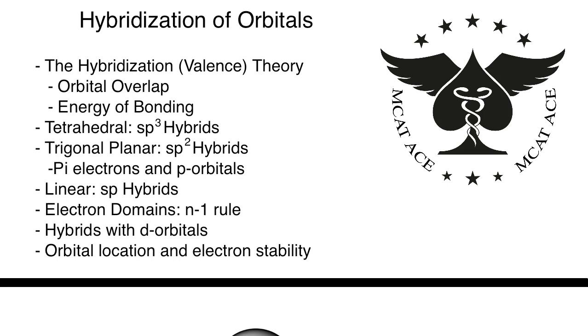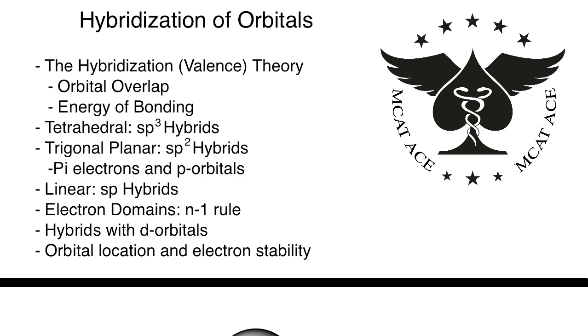And in today's lecture we're going to be covering a bonding topic. Specifically, we're going to take a look at hybridization of orbitals. So when we get into this, sometimes this is referred to as valence theory. So you may hear me interchange the terms hybridization theory or valence theory.